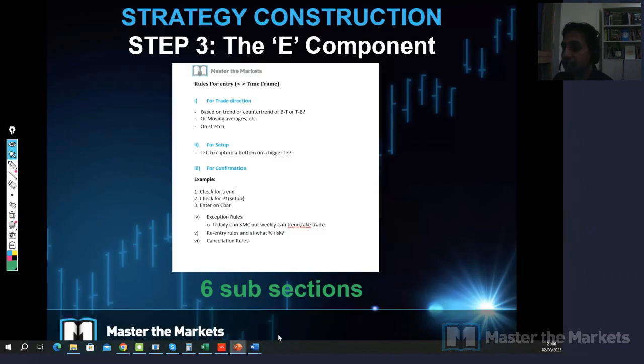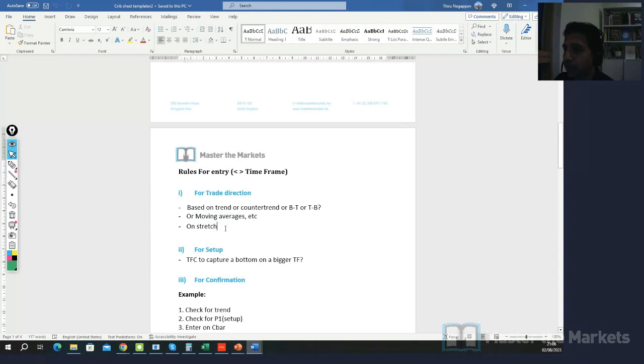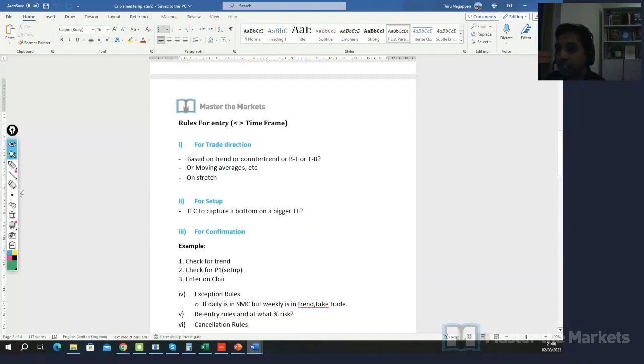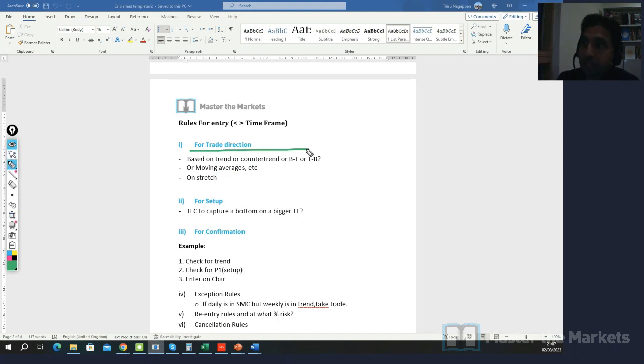Now, the 6 subsections. Let me go back to the Word document. So that's how the trade direction can be. Just some examples, right? On price action, moving averages, or the stretch principle. It can be anything else as well. Maybe for some of you, it could just be based on a trend line. It's got to come back onto it before you take your trade direction towards the up on a bounce. All of that, traders. So all of that would be under this section, all the rules for trade direction.